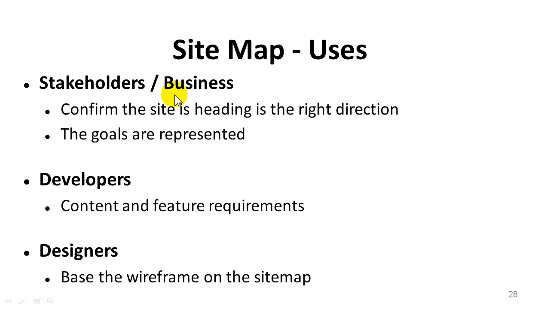Okay, why do we need these tools? Well, because when you're developing a product, you want to make sure that the stakeholders and the business personnel make sure that the product is heading in the right direction, the goals are being represented. The developers who are actually going to be implementing the content and feature requirements need to understand the relationship also, and the designers who are actually going to be doing the coding and the graphics need to understand it also.